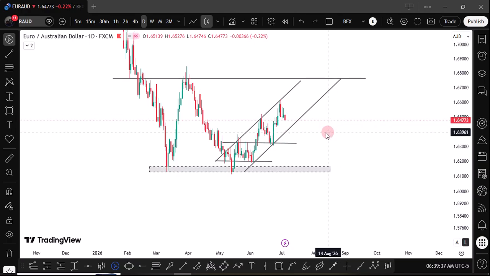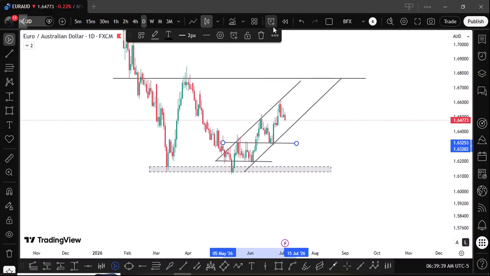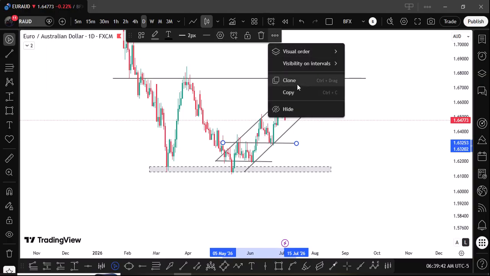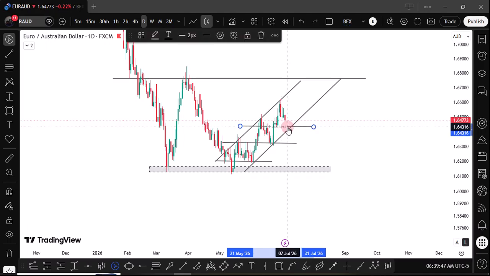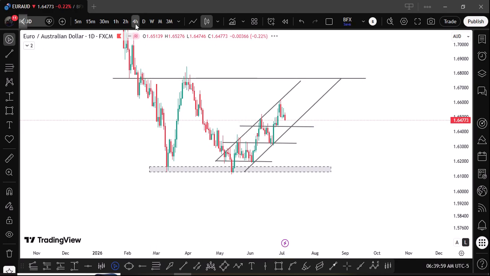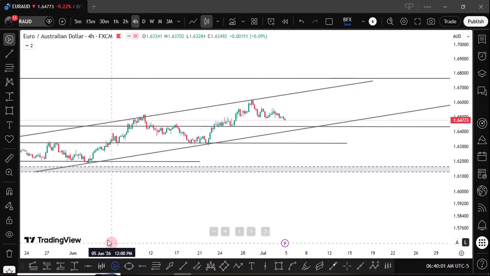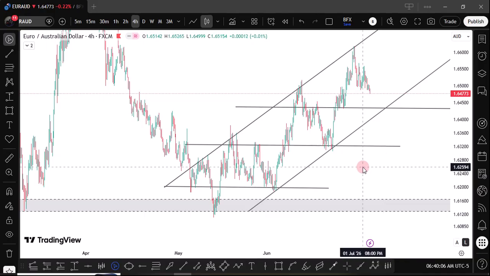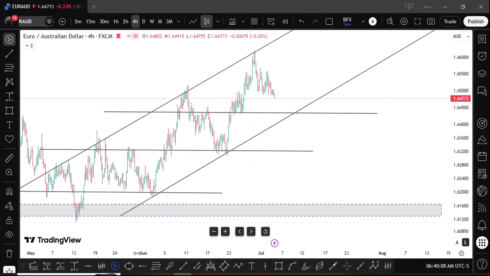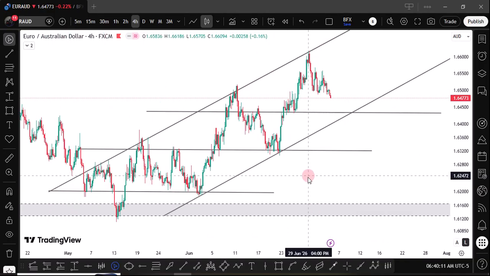So the next move that we are looking at now is price should come here. Let me clone this. Price should come to this area to test this area before we can see buyers coming in. Let's go to 4 hours so we can see more things clearer. You can see more price action here. So this is 4 hour. You can see that everything is clear.